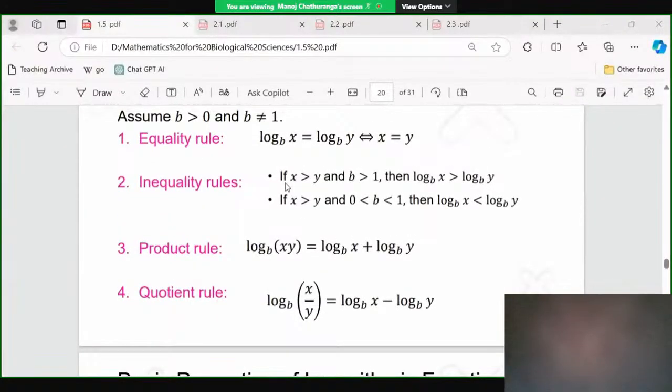Then the properties of exponentials give you some properties of log functions. The first property is that the log function is 1:1. If log base b of x equals log base b of y, then x equals y. Then the inequality rules that we have for exponentials give you some inequality rules for log functions. If b is bigger than 1, large x values give you large log values. That is how we should think about it.